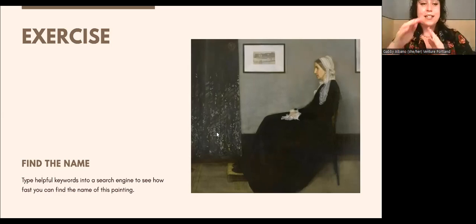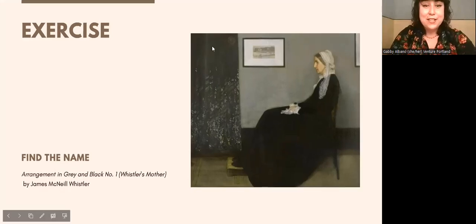So, let's pause. Ding, ding, ding, ding, time's up. We're going to reveal the mystery title. Ta-da! It is Whistler's Mother. Also, the more formal name would be Arrangement in Gray and Black #1.